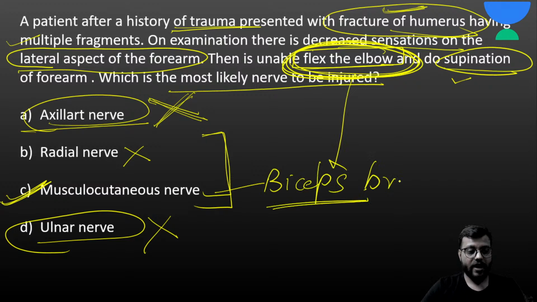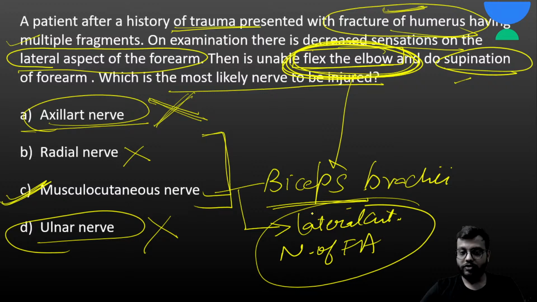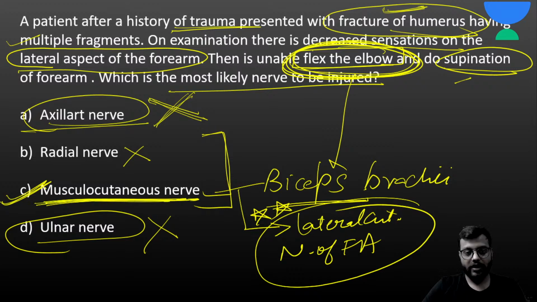Okay, the elbow flexion is done by the biceps brachii muscle. Very important. And if you remember, the musculocutaneous nerve continues as the lateral cutaneous nerve of the forearm. So that's why the answer is musculocutaneous nerve. Very good and easy question, you just had to read it properly. The flexion of the elbow points the diagnosis towards the biceps brachii, along with the fracture of the humerus with multiple fragments. So good question.